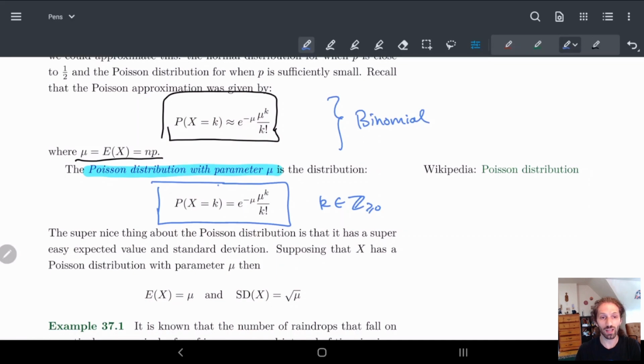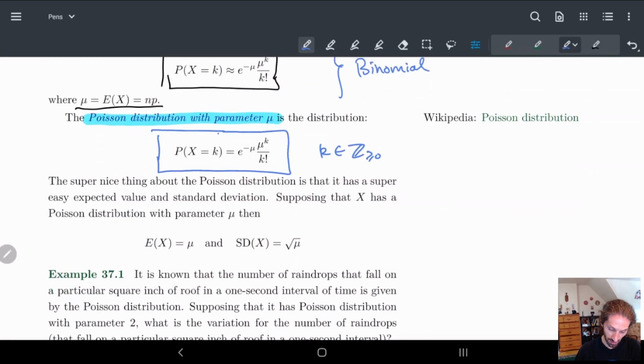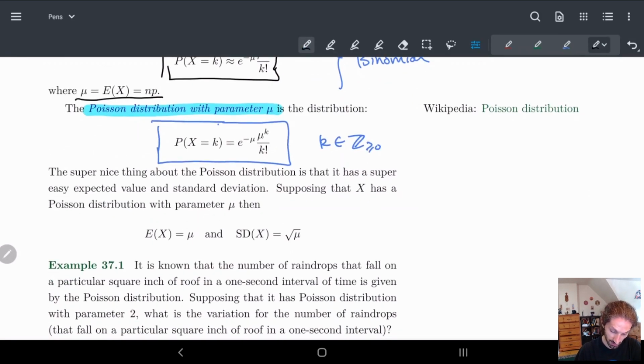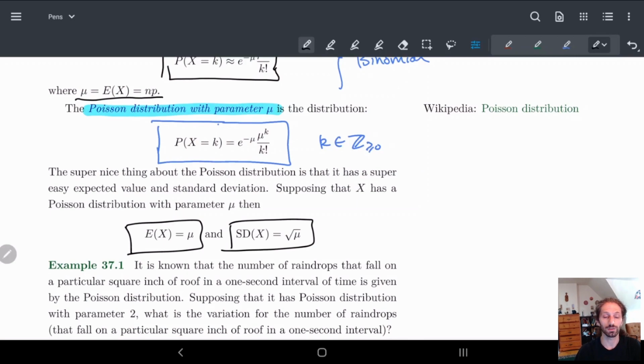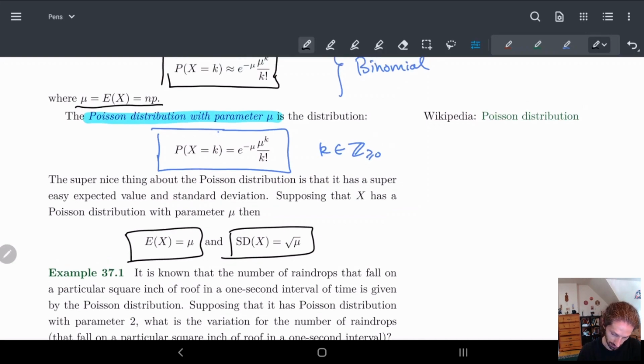Now I'm not going to have you solve what the expected value and the standard deviation is. Instead, I'm just going to give them to you. The expected value is mu, which is basically exactly what we expect, right? Since this is similar to the binomial distribution, we expect this to just be mu. Now, the thing that's a little more weird is that the standard deviation is just square root of mu. So it's a little bit weird, but that's basically it.